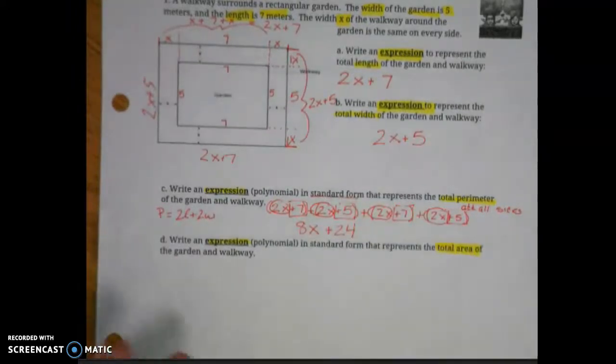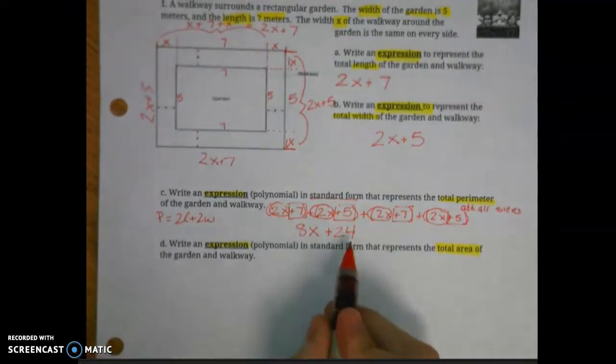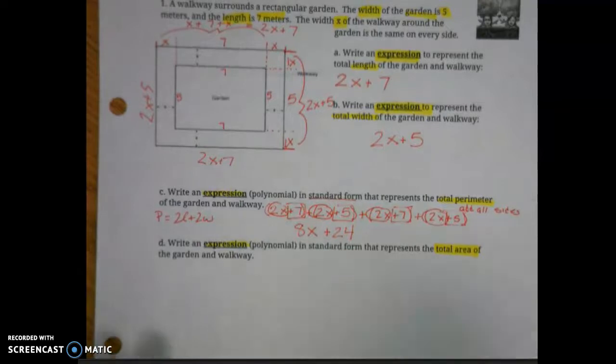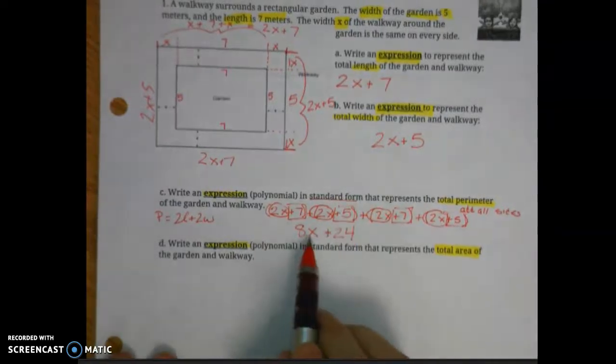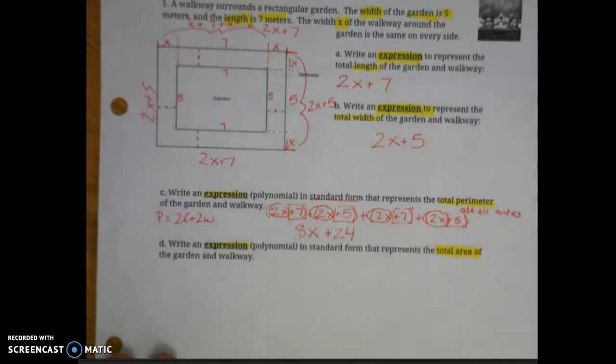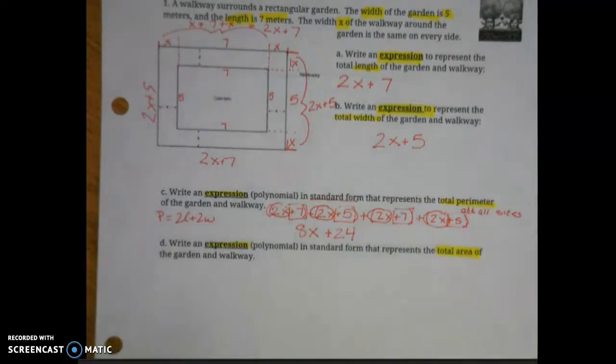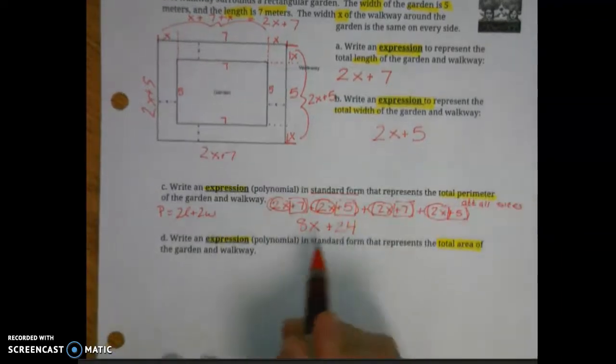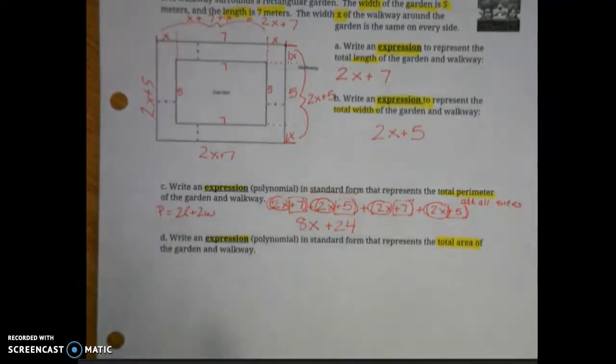Okay. And then I just want to check what I get when I add and make sure it's in standard form. Okay. I have my variable term coming first and then my constant, so this is standard form. And this is a polynomial. It's simplified, all my like terms are together, so this would be considered the answer for my perimeter.